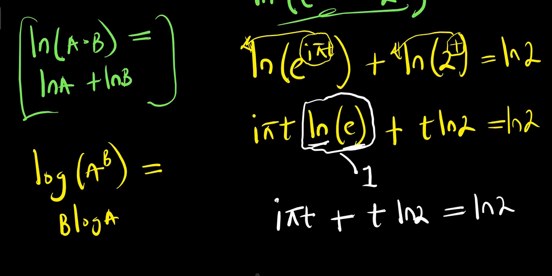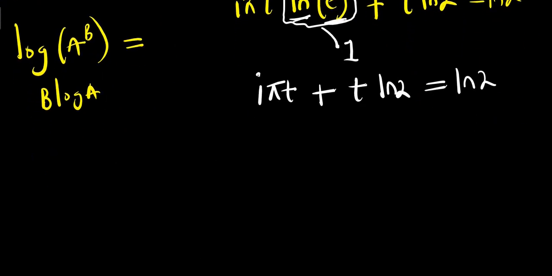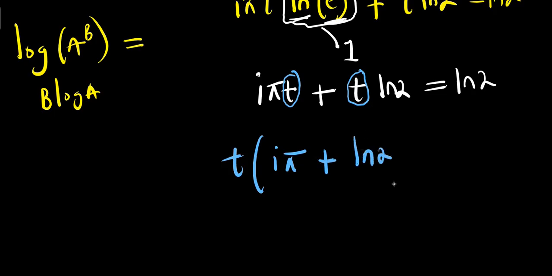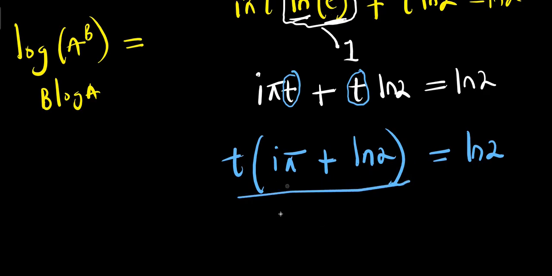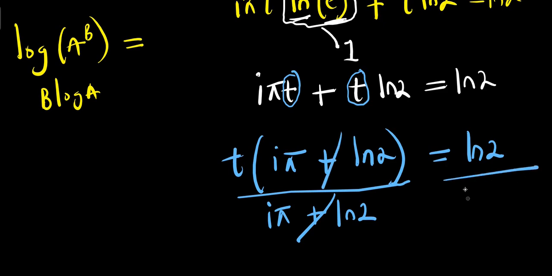Now, the next step will be for us to factor out t. There is t here, and there is t here. So we can factor out t. We have t, then we are going to have i times pi plus ln 2, and this equals ln 2. Now the next step will be for us to divide each part of this equation by the same i pi plus ln 2. So this eliminates this, and we also divide this by i pi plus ln 2.